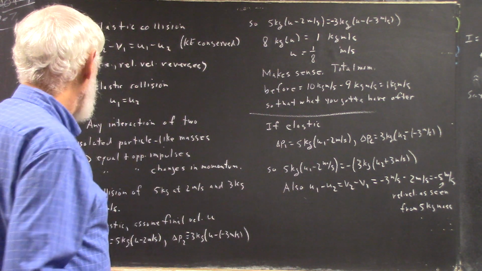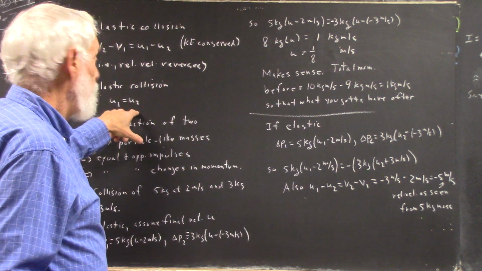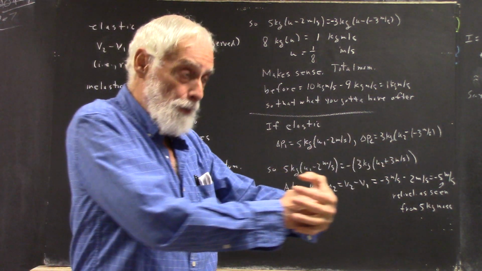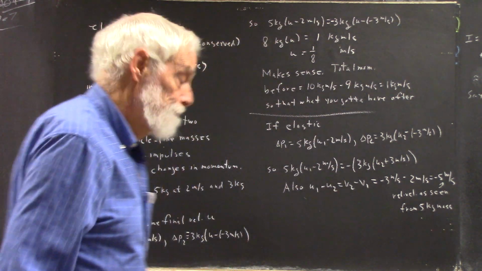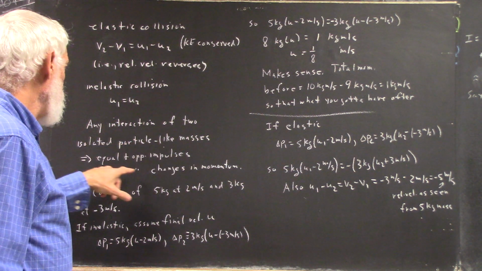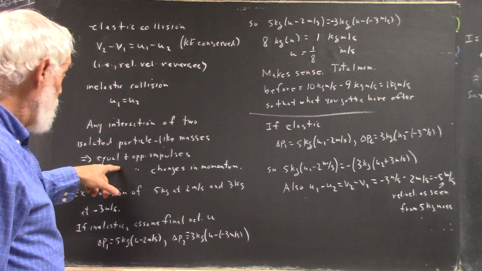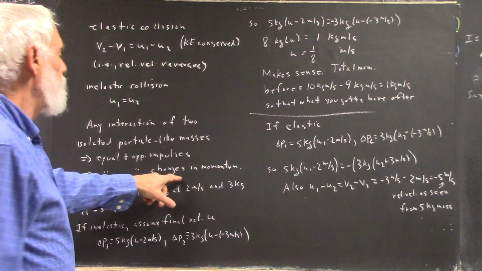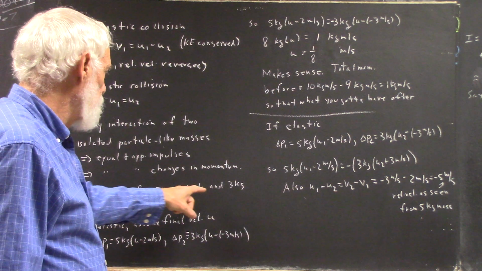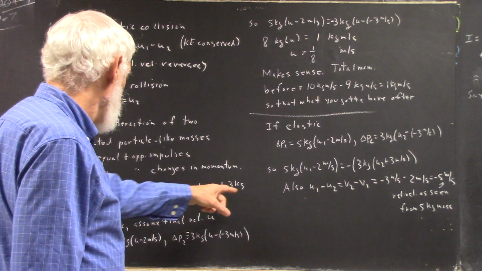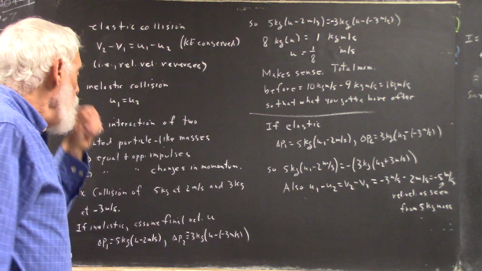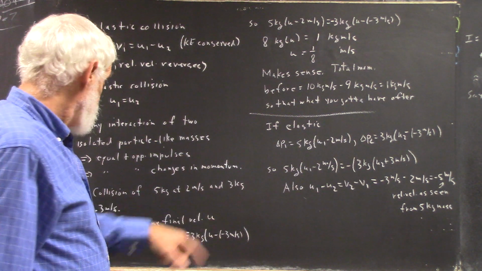Now, an inelastic collision, U1 equals U2. That inelastic collision, the two things stick together and go off as one. Okay? Hopefully you've read that. But any interaction of two particleized masses implies that you got equal and opposite impulses and therefore equal and opposite changes in momentum. So, for example, a collision of a 5 kilogram object at 2 meters per second, a 3 kilogram object at negative 3 meters per second. If it's inelastic, assume the final velocity is u.